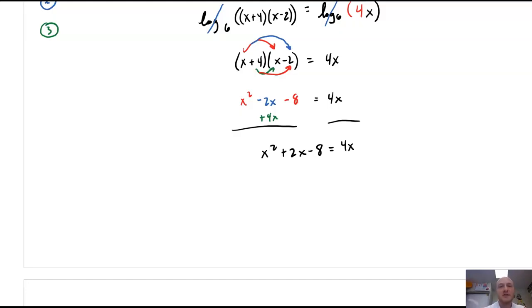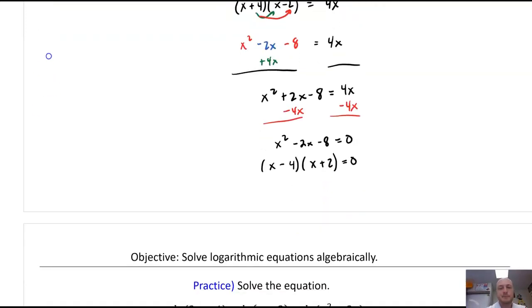Remember, I need to set one side equal to 0. So I'll subtract 4x, and we get x squared minus 2x minus 8 is equal to 0. I'll go ahead and factor. So (x minus 4)(x plus 2). And it looks like we're going to have two possible solutions. x minus 4 is equal to 0, or x plus 2 is equal to 0.